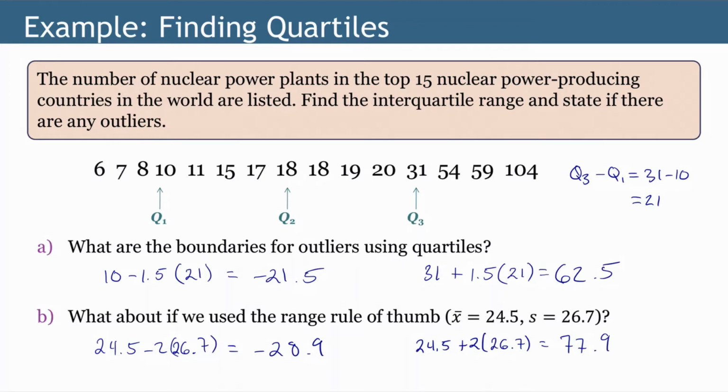Now, regardless, if I look at this data set, whether I use quartiles or range rule of thumb, both of them say that this 104 value is an outlier. Okay, so it doesn't matter which version I use, they both say that. And there are no other outliers. Everything else is between those values, in each case. So there you go.